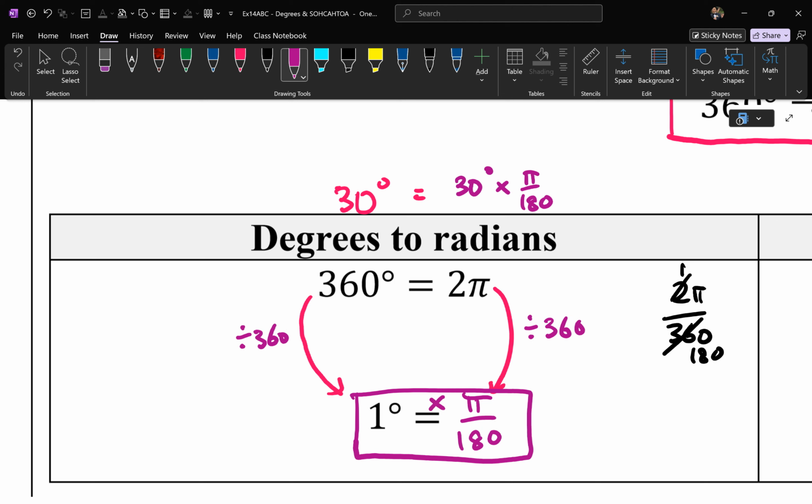Okay, so times by pi over 180. If you didn't understand how I got to that formula, you can write this down and just memorize it. That's what I'm saying. That's 14a: memorize how to go from degrees to radians. And I just followed the logic.